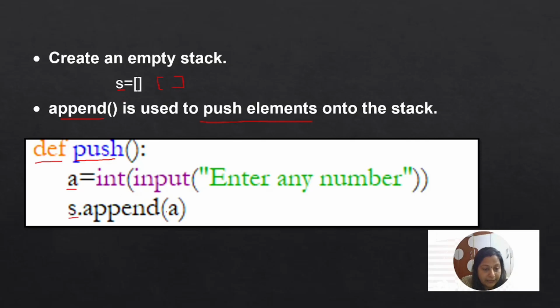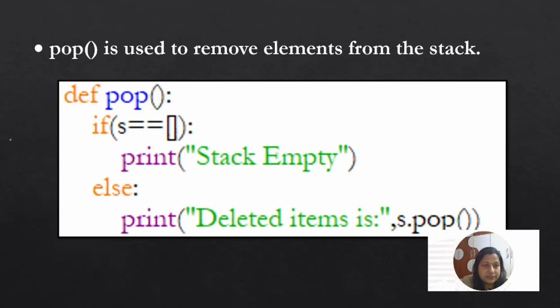I am appending the a to the stack. I hope everyone is clear how to do the push function. Next one is a pop function. What is the meaning of pop? It is going to remove the element from the stack.